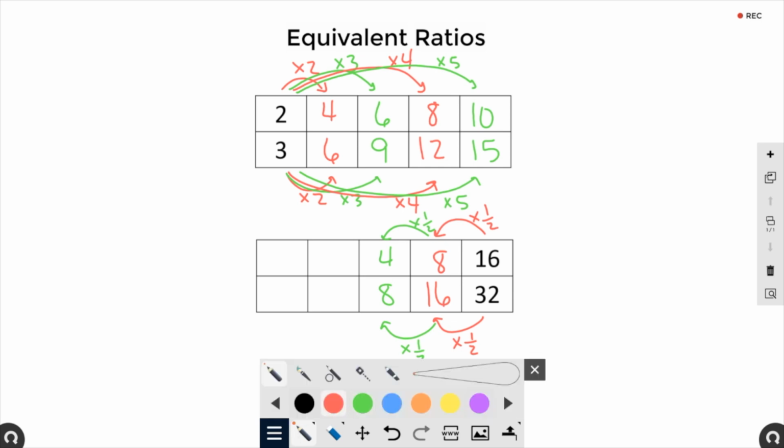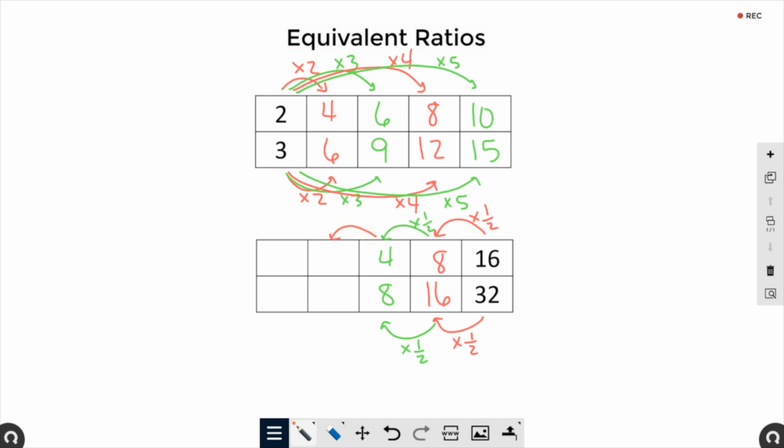Moving along the table, we can continue this pattern. 4 times 1/2 gives us 2, and 8 times 1/2 gives us 4. So far we have 2 to 4, 4 to 8, 8 to 16. All of these are equivalent to 16 to 32.